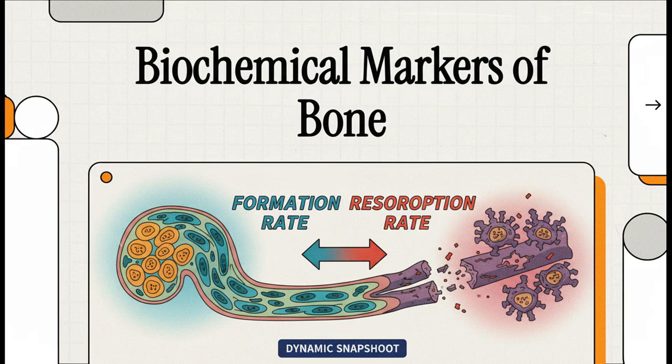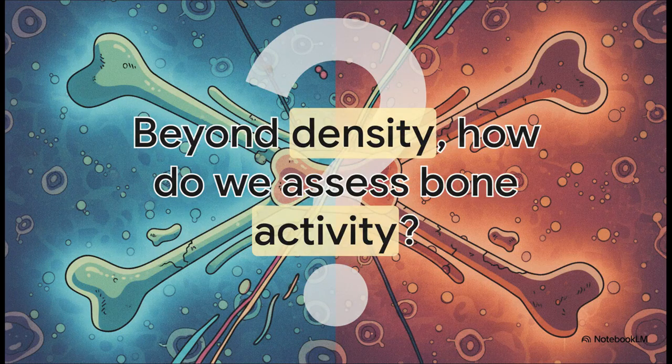All right, today we're going deep. We're going to look past the static images of bone and dive right into the dynamic world of its biochemical markers. You know, for decades, our main tool for looking at bone health has been bone density. But that's a static measurement, right? It's kind of like judging a city's economy by just one single photograph of its skyline. That picture doesn't tell you anything about the construction booms or the demolition projects that are happening every single day. So the real question becomes, how do we measure that constant dynamic activity right down at the molecular level?